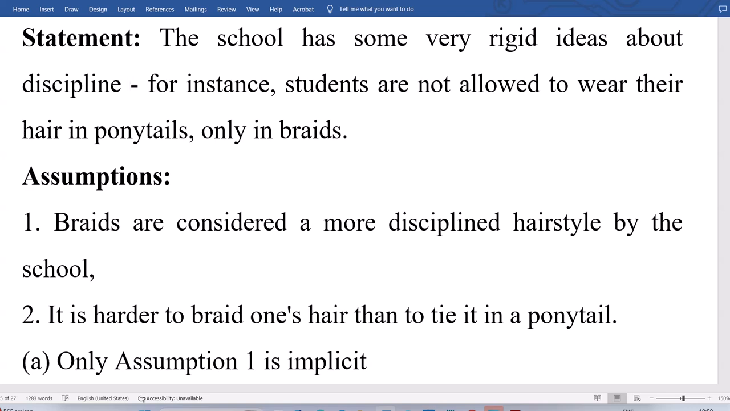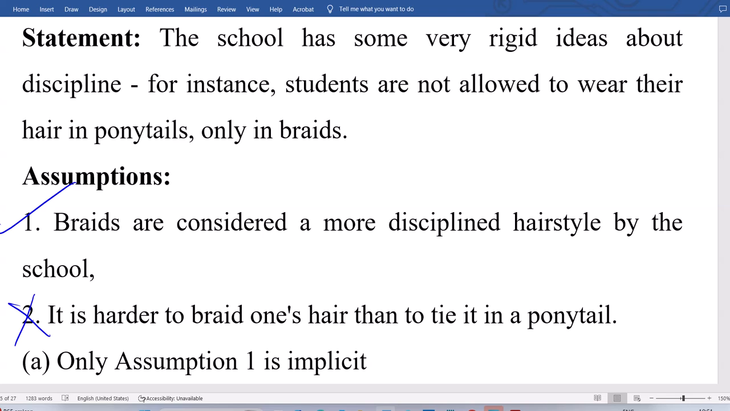Now, the assumption. Why they are very rigid regarding discipline means the school is considering the bride's hairstyle as discipline compared to a ponytail. The first one is correct. The second one says the bride's hairstyle is difficult to tie up compared to a ponytail, but it's not about that. It's assumption one.